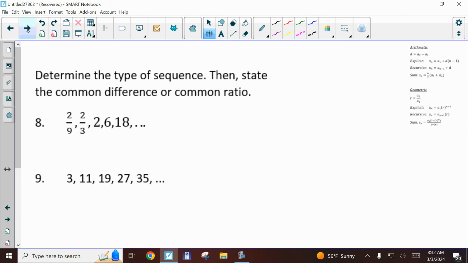Okay. Next, it says determine the type of sequence and then state the common difference or the common ratio. So this is kind of like what we just did. You have to try to figure out what the pattern is doing. And I noticed this one starts off with some fractions, but since a lot of people don't like working with fractions, I'm going to start from the ones that aren't fractions. So from here to here, it looks like it's times 3. From here to here, it looks like it's times 3. So I'd have to say that's going to be a geometric function. So this is a geo function, and R is equal to 3.